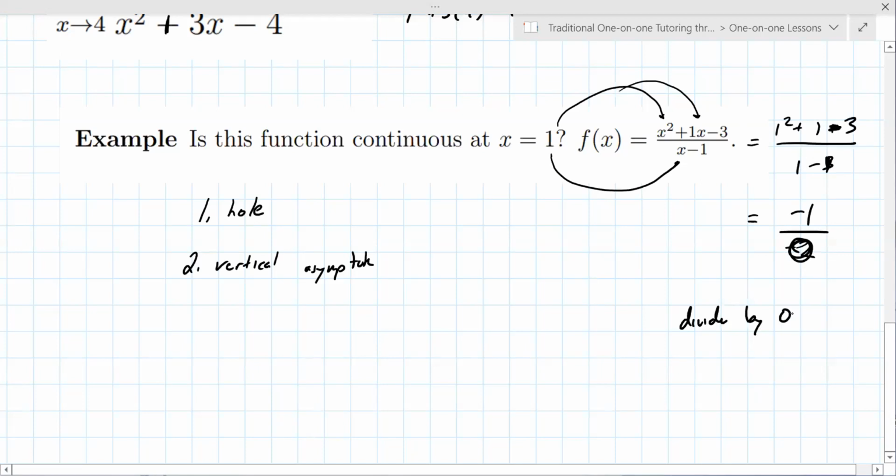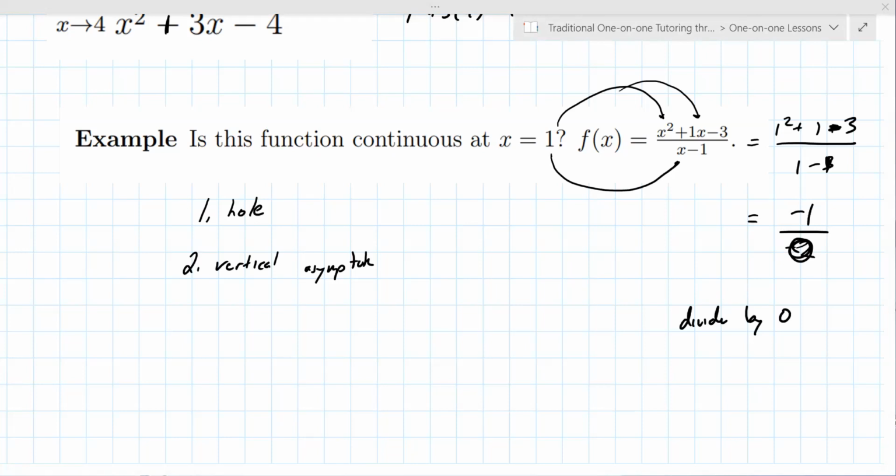So this is not continuous. Now it doesn't go on. I guess the notes do go on to sort of ask, what's going on there? But it has to be defined at that point for it to be continuous. So, okay, that's kind of a starting point.